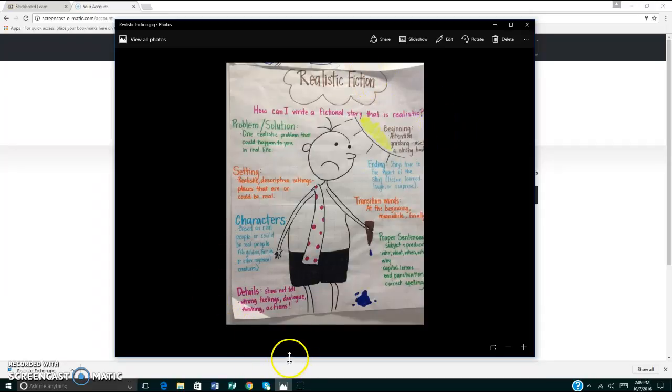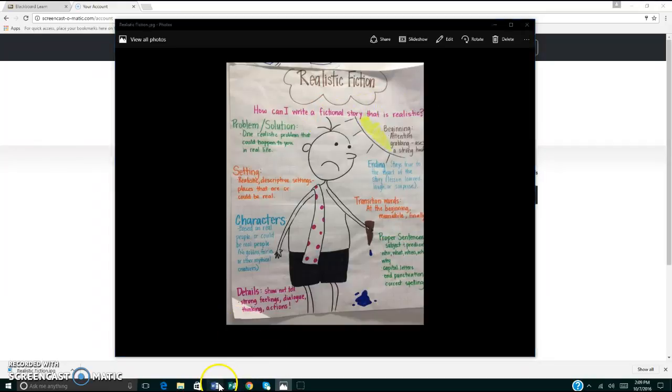Remember, just like we had in our personal narrative, details are powerful. Even in a realistic fiction story, we want to show, not tell. We want to use strong feelings, dialogue, strong thinking, and strong actions. All of these things are components of any good writing, and we're going to talk more about those later. But today, we are going to continue to brainstorm a fictional story of our own that can be realistic.